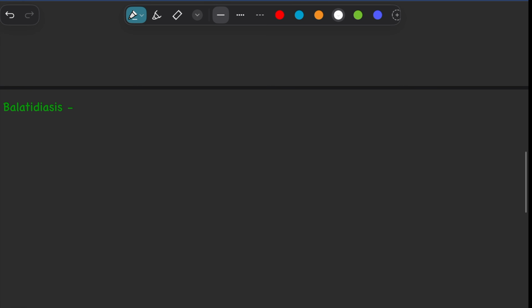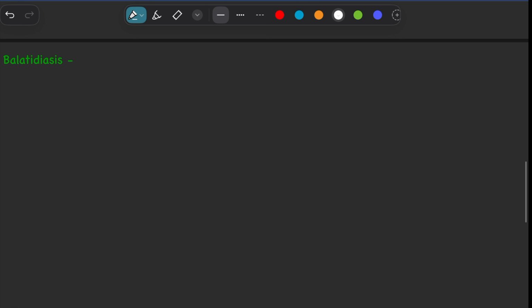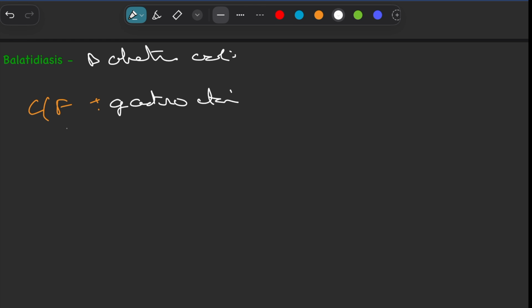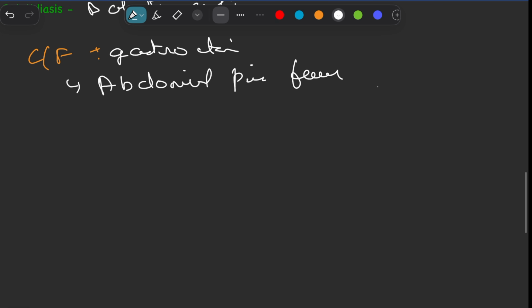Next, let's do the diseases. First, we'll do balantidiosis. It is caused by Balantidium coli. The clinical features are those of gastroenteritis, which are abdominal pain, fever, vomiting, and dysentery. You need to remember this is dysentery, not diarrhea.